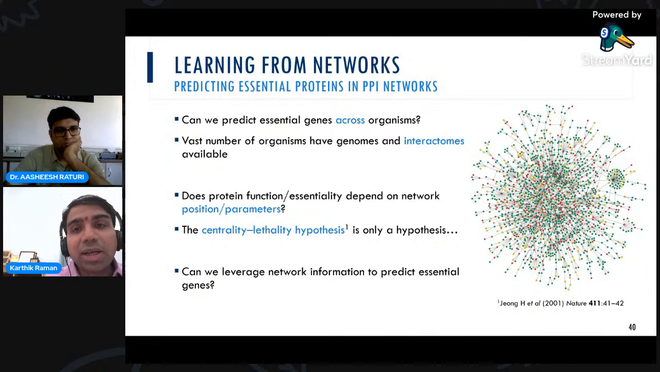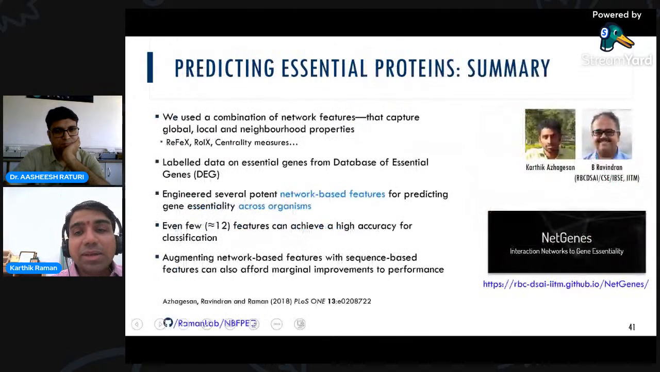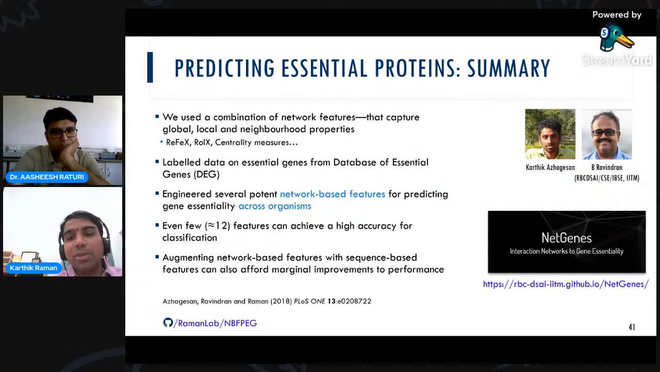Now, cycling back to our problem at hand, can we predict if a particular node is essential or non-essential based on its network neighborhood? This is something I did again with really smart people I work with, both Karthik and Professor Ravindran.